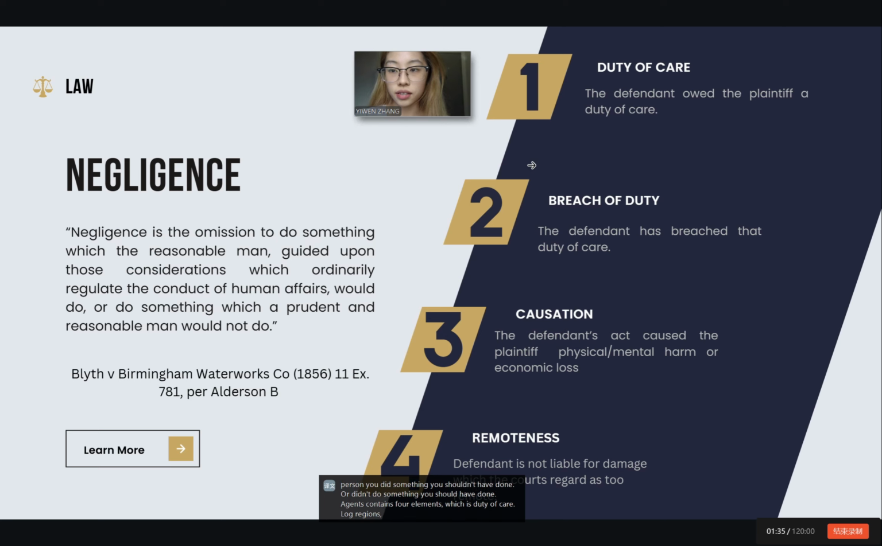Negligence contains four elements, which are duty of care, breach of duty, causation, and remoteness. Negligence is established only when all four elements are met.